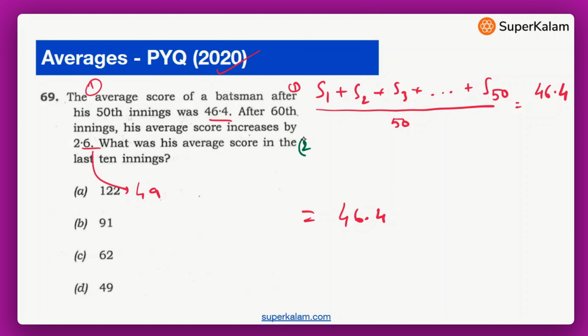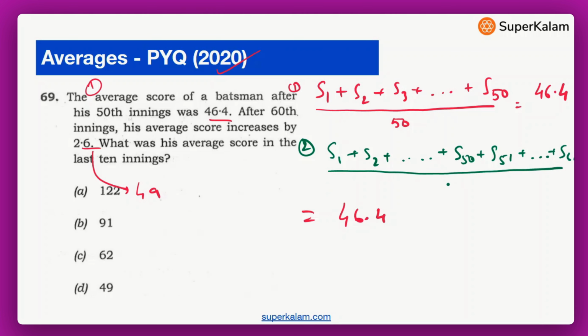Statement 2 says that the average of the first 60 innings, this is S1 plus S2, similarly we go till S50, but we don't stop here. We go further down till S60. So if we take the average of these 60 innings, then it will be 49. Correct?